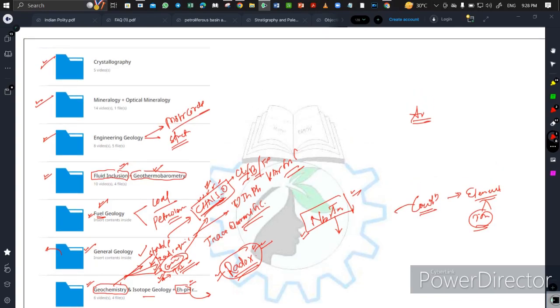Mineralogy, optical mineralogy, and today we will discuss crystallography and mineralogy. I will tell you something and I will show you some sources from which we will be studying.